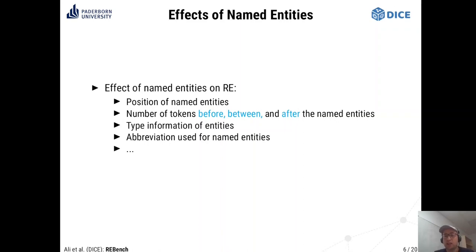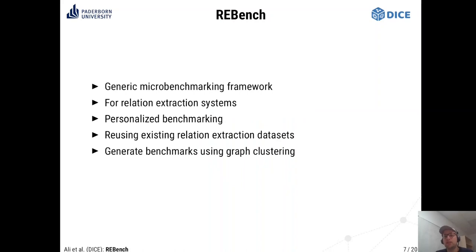So that's why we keep all those things in mind, and the requirements of microbenchmark, we started to create a framework which we called REBench, relation extraction benchmark. It's a microbenchmarking framework, and it is particularly created for relation extraction systems. It generates personalized benchmarks by reusing existing relation extraction data sets. So we do not create the wheel from the start, or create it from scratch. We use the existing relation extraction data sets.